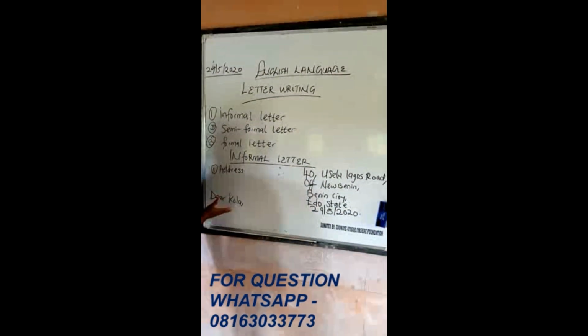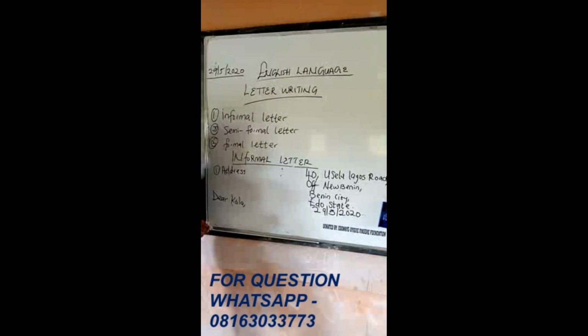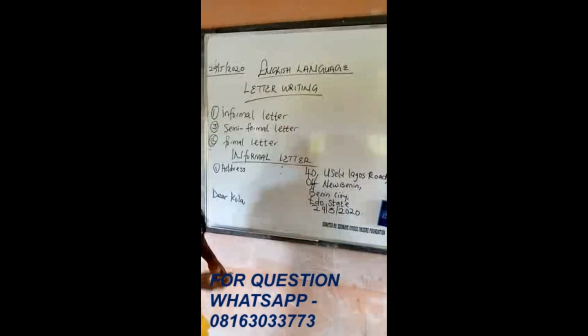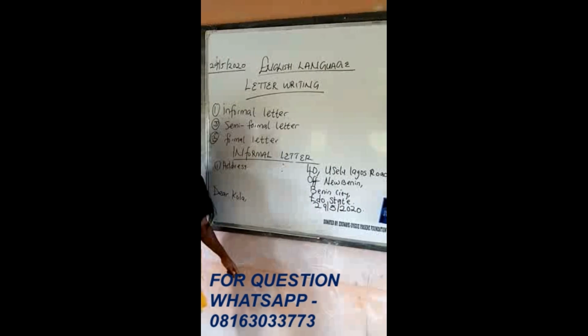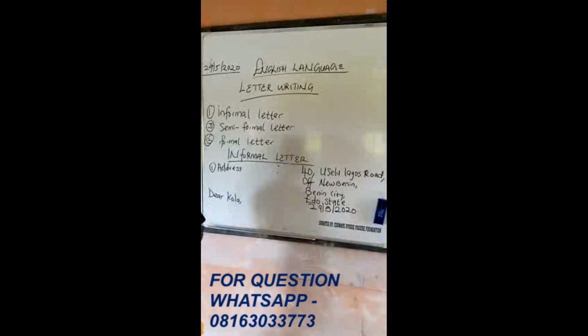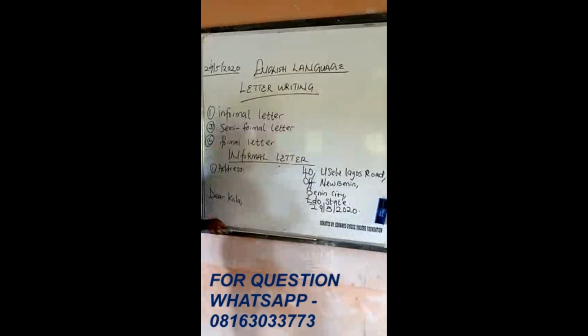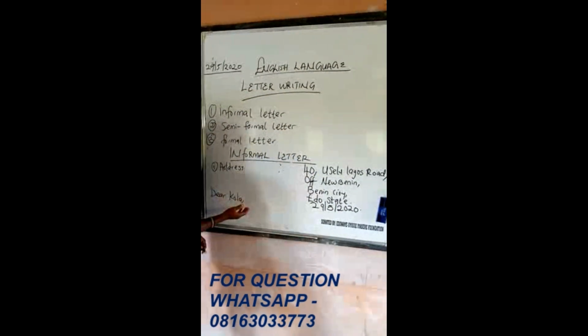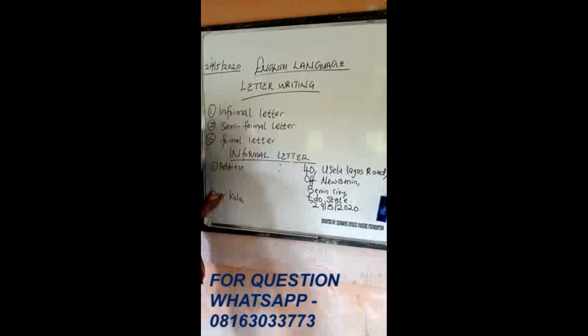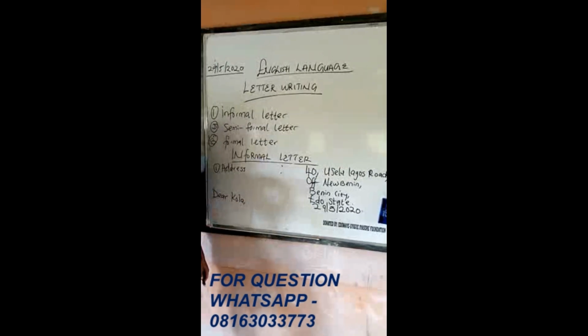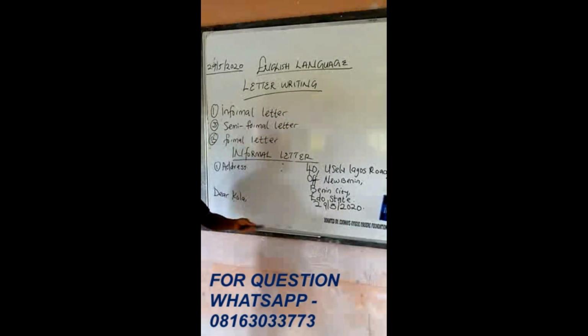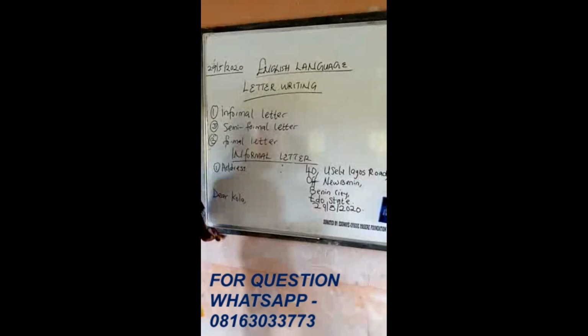Then after your address, you go to the contents. What are you writing about? They will ask you to write a letter to a friend living in another state, telling him or her how you miss him or her so much. So you write, maybe your friend's name is Caller, you say, dear Caller, how are you? You are free in writing an informal letter.